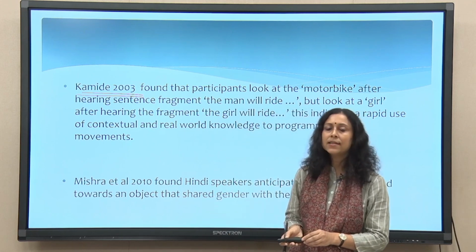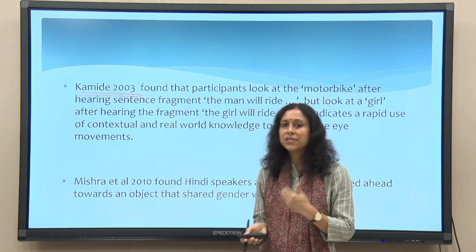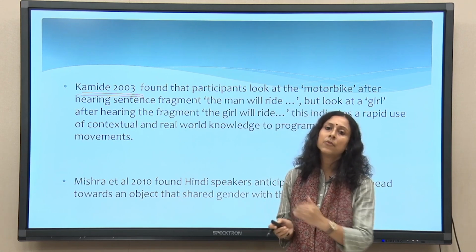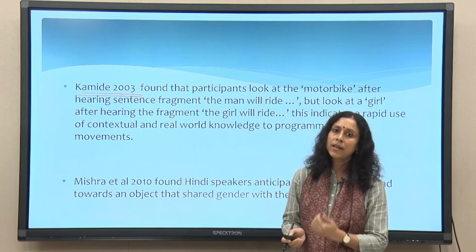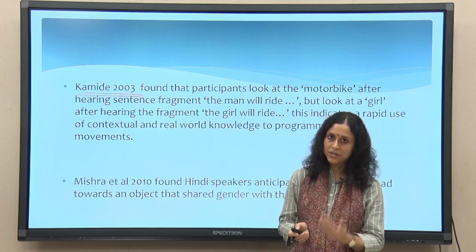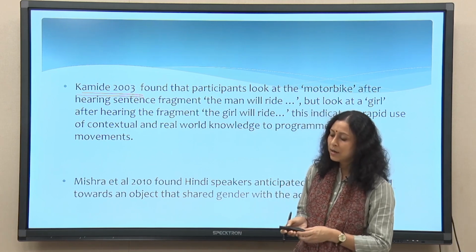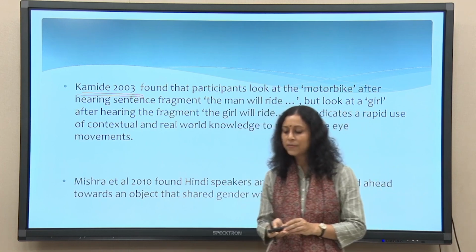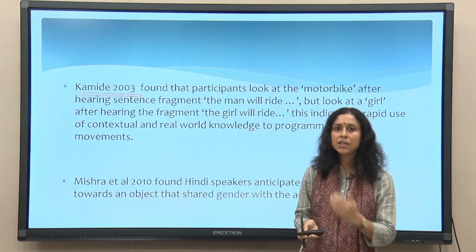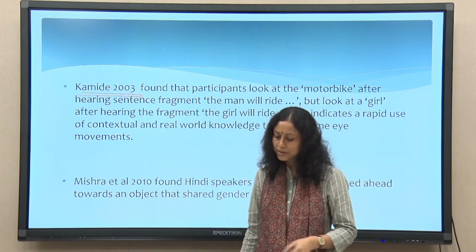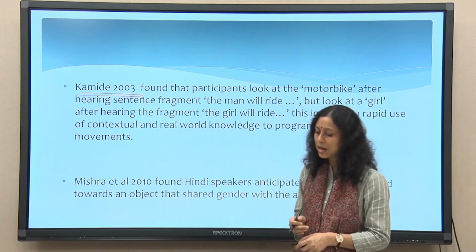So, this means that it is not only the sentential, linguistic aspect of the sentence, that the girl will ride. Of course she can ride a motorbike, but even the contextual information, real world information, pragmatic information, how the society really works, also plays a role in the interaction between linguistic cue and the visual display.